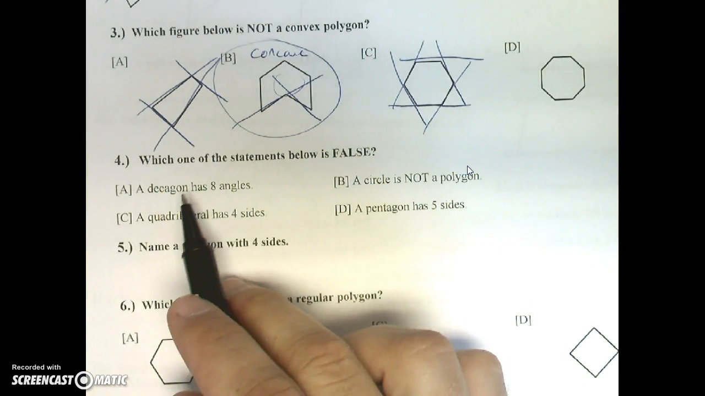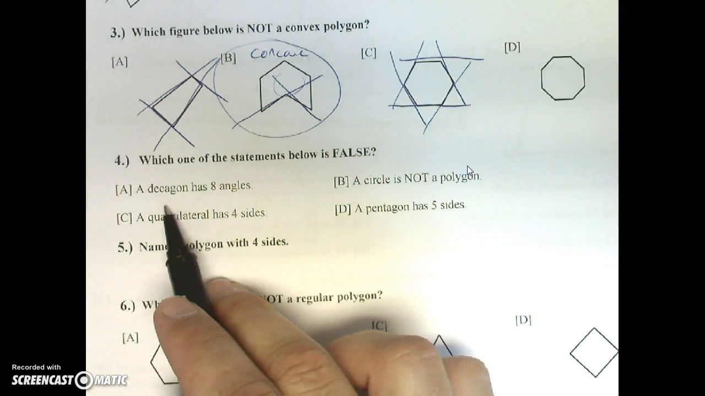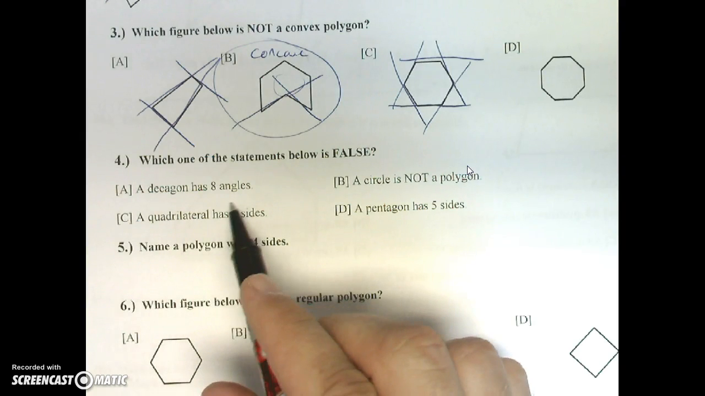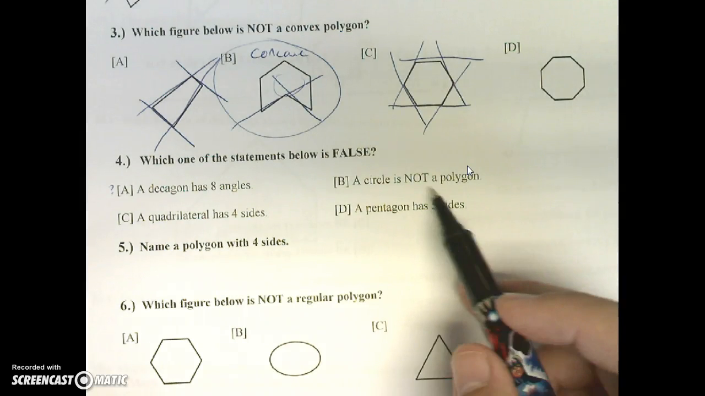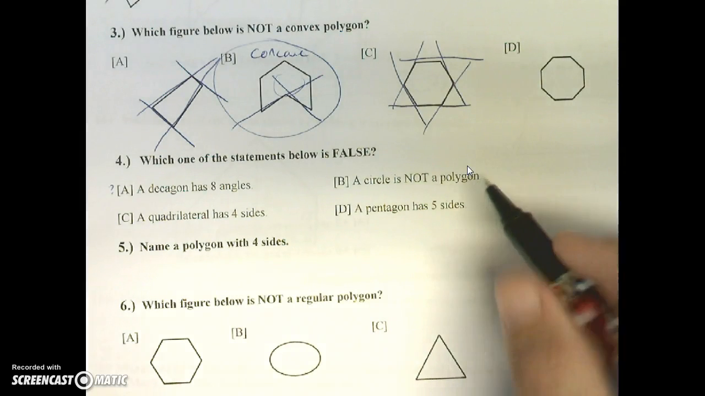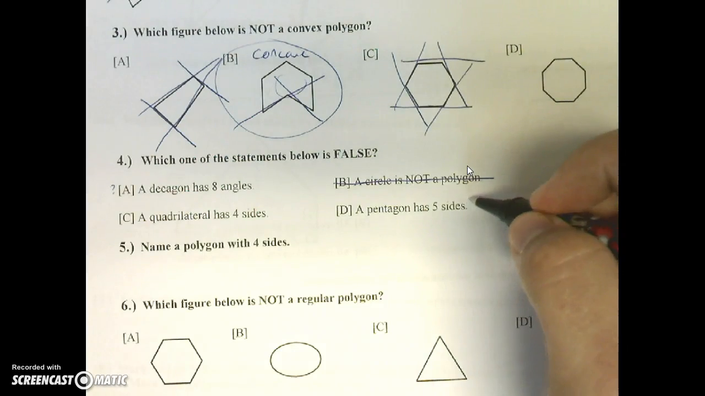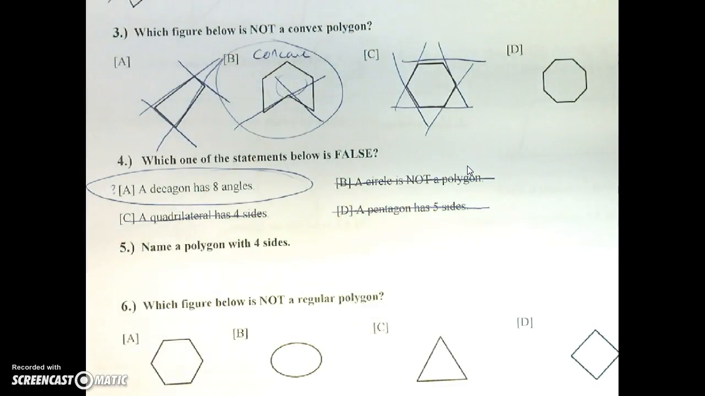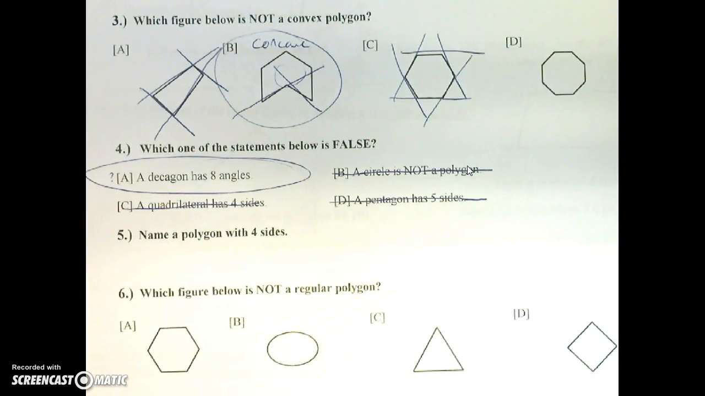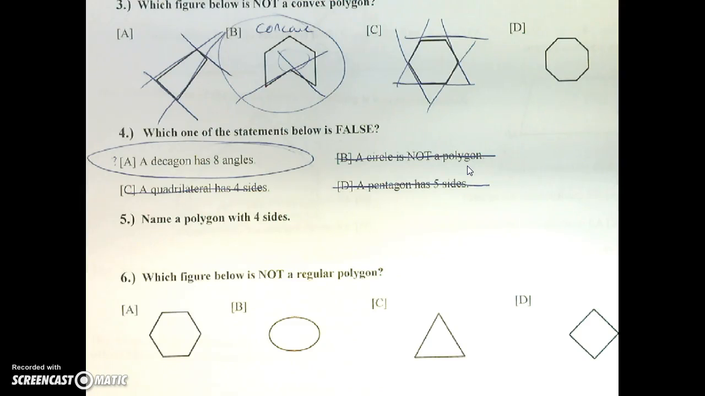Which one of the statements below is false? A decagon has 8 angles. Well, a decagon has 10 sides, so it should have 10 angles. We're going to go ahead and kind of leave that one alone right now. A circle is not a polygon. True. Okay, so cross that off. Hexagon has 5 sides. True. Quadrilateral has 4 sides. We're going right back to where we were. Excellent. Okay.